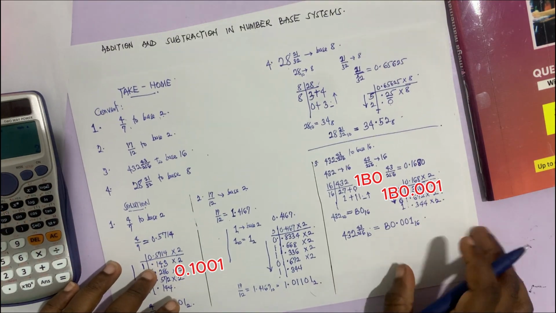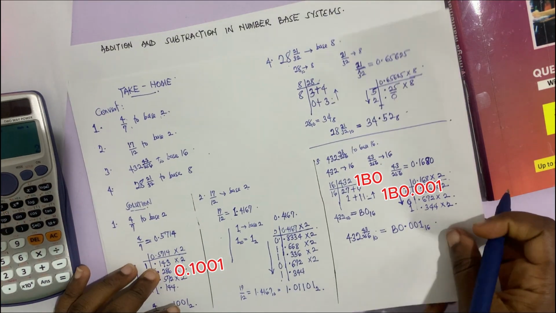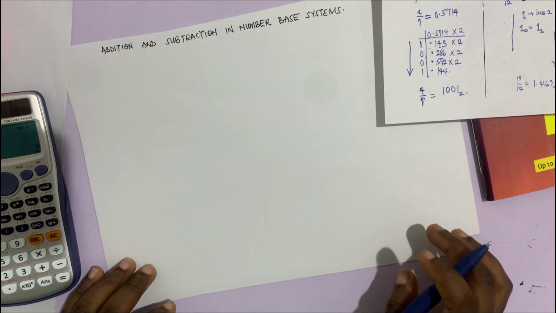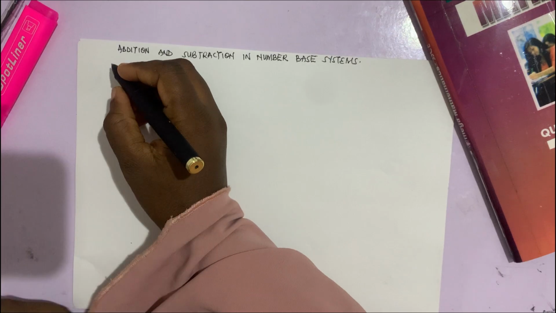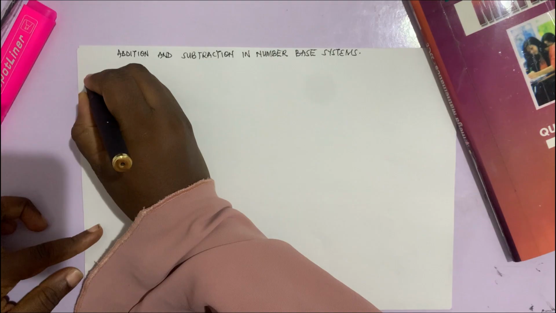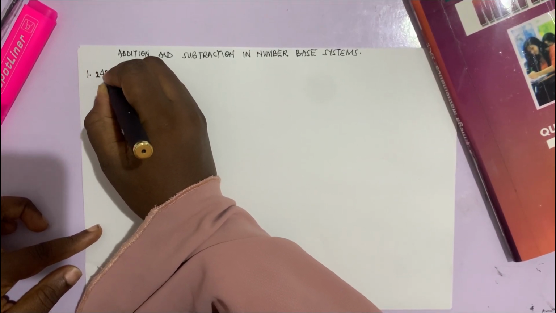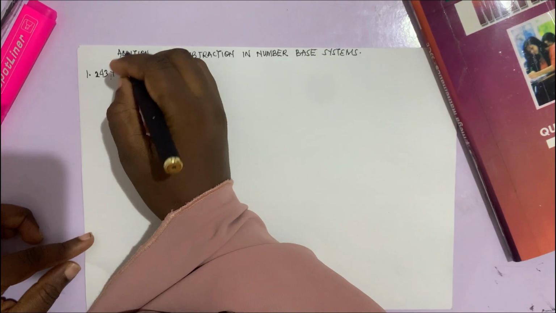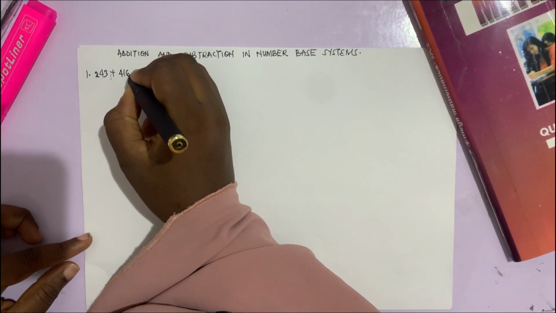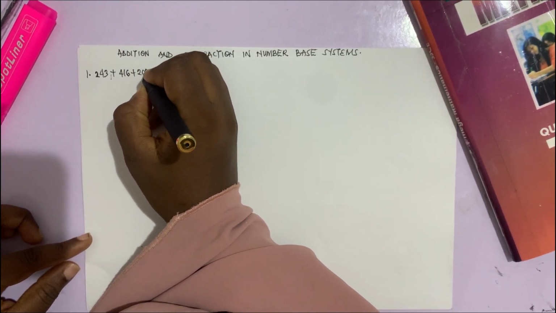So now we move on to the business of the day proper, which is addition and subtraction in number base. So let's take some examples under question 1 to get the addition of 243 plus 416 plus 2034.